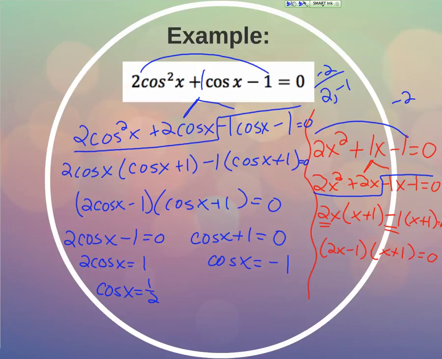I think technically there should be a domain on this problem that just kind of got forgotten. So I'm just going to make our domain easy and say that it's just between 0 and 2 pi, so that we're just looking at around the unit circle one time. So that's where we are right now. Now we have to go to the unit circle.